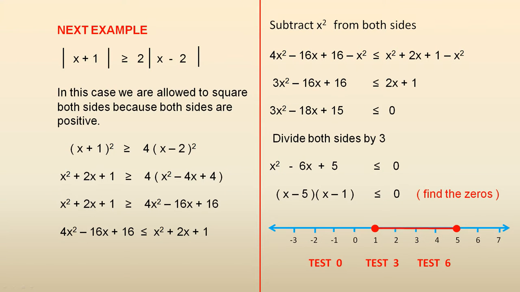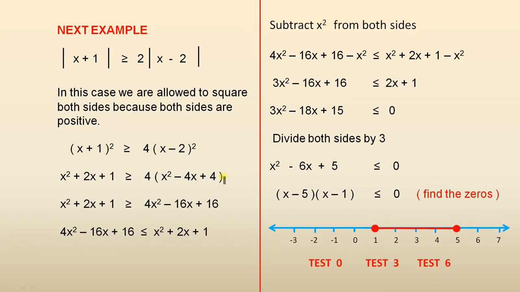A slightly more involved example. In this case, we're allowed to square both sides because both sides are positive. Because there are absolute value signs on either side, and we know that 2 is positive, we can just square both sides to remove the absolute value signs. So that's what we've done here.